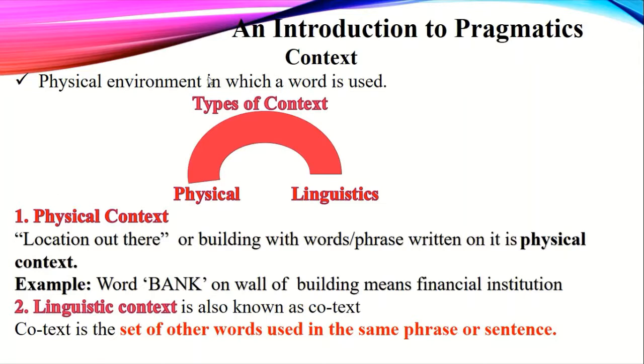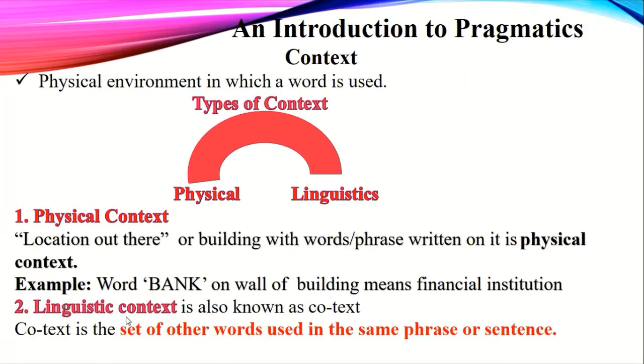Context is the physical environment in which a word is used. We have two types of context, physical and linguistic. Physical context is the location out there, for example a building with words or a phrase written on it. If you look at a building with the word bank written on it, then you can easily understand that bank means financial institution, because you have not only the location but also the text or words written on it.